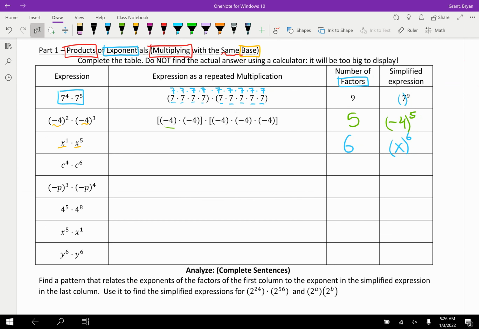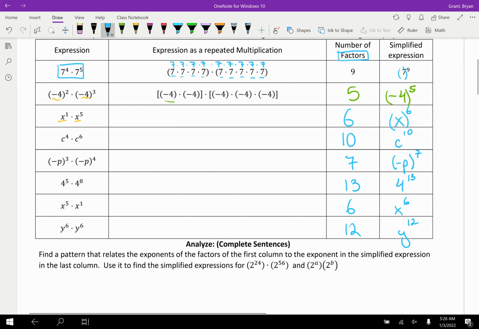Okay, finishing off faster. There are 10 factors here, so we end up with c to the 10th. There are 7 factors, so this is a negative, so negative p to the 7th. Let's see, there are 5 and then 8 factors. I think that means that there are 13 factors here, so 4 to the 13th. There are 6 factors again, so x to the 6th. And there are 12 factors, y to the 12th.